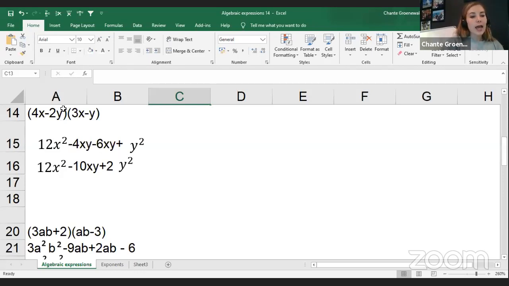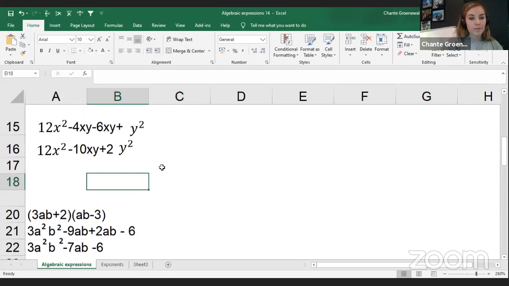Then I add them together. I'm timesing them together, getting my middle term, and then those two at the end would be adding them together. You with me? Okay.